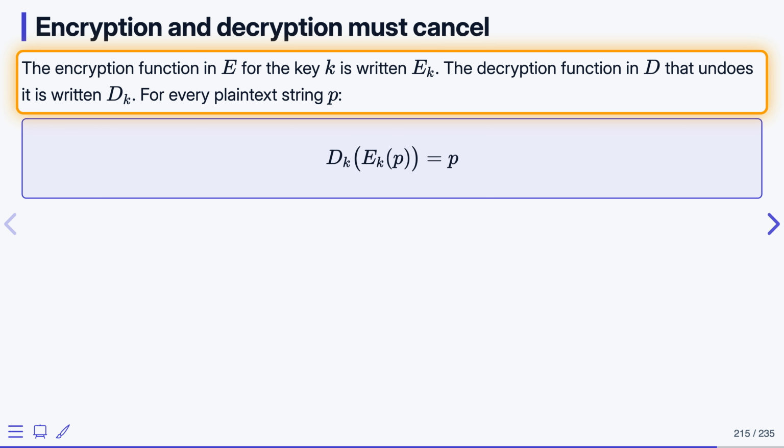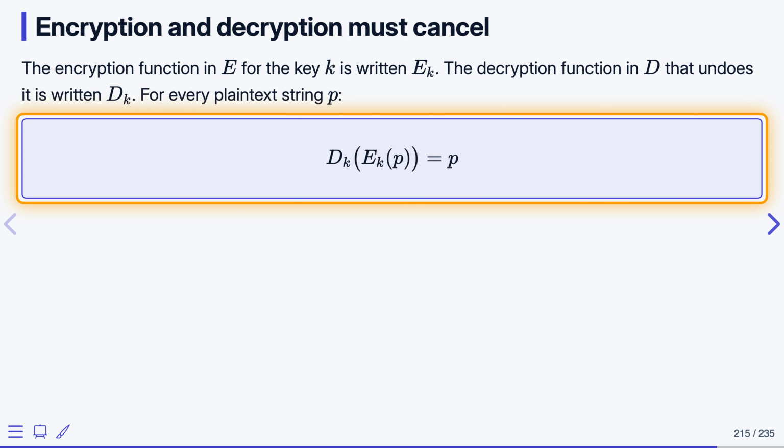Now the part that makes it a cryptosystem rather than just a pile of functions. Pick a key, call it K. The encryption function for that key is written E sub K. The matching decryption function is written D sub K. The requirement is this. Encrypt P with E sub K, then decrypt the result with D sub K, and you get P back exactly. Lock it, then unlock it, and the message returns unchanged. If that ever failed, the message would be lost, not hidden.